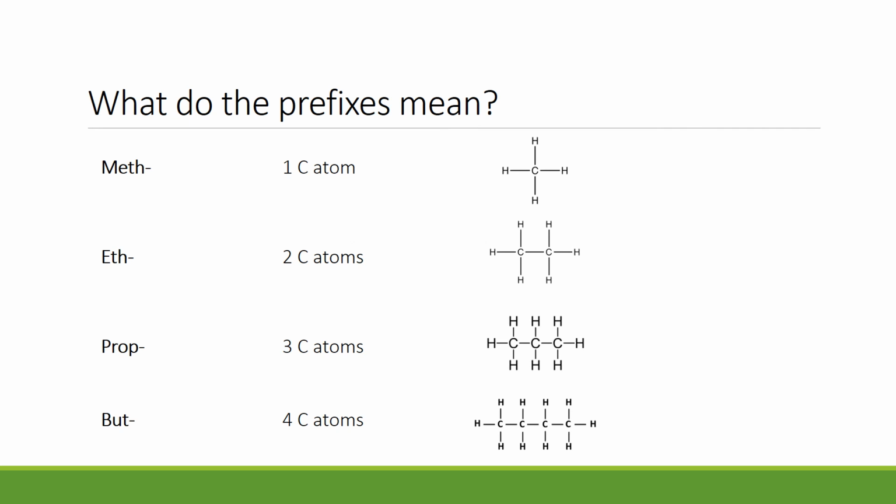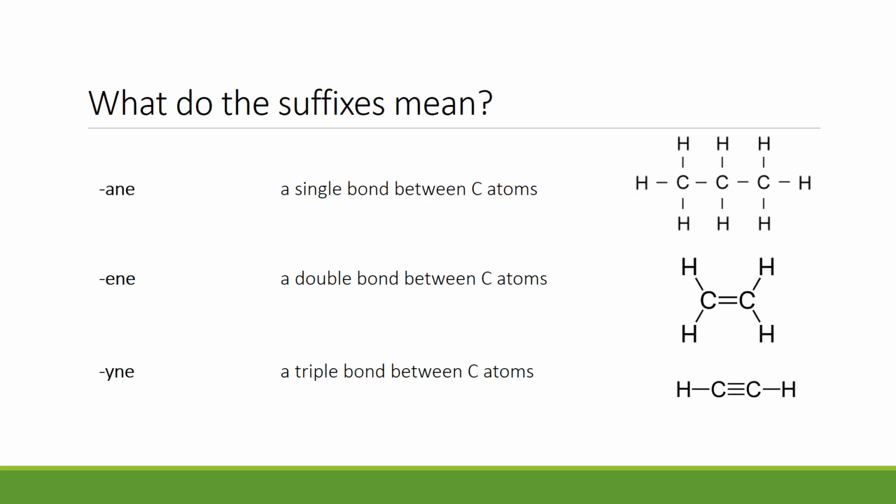The prefixes of each of these hydrocarbons has a meaning. The METH stands for 1 carbon atom, ETH means there are 2 carbon atoms, PROP means there are 3 carbon atoms, and BUT means there are 4 carbon atoms. The suffixes also have meaning. The ending ANE tells you there is a single bond between carbon atoms. The ending ENE tells you there's a double bond between carbon atoms. And the ending YNE tells you there is a triple bond between carbon atoms.